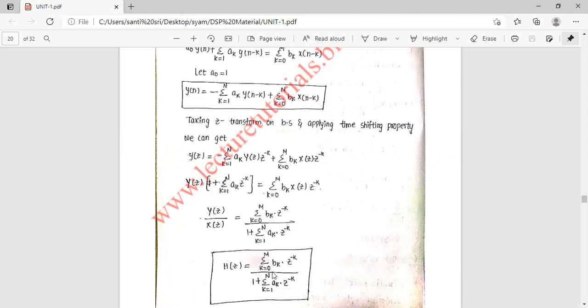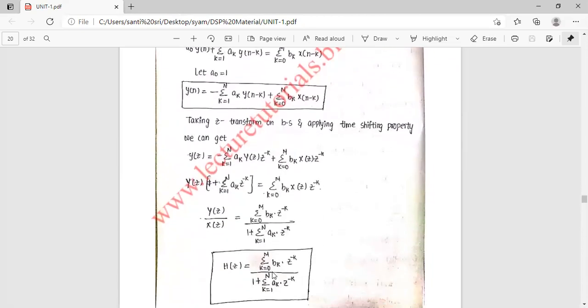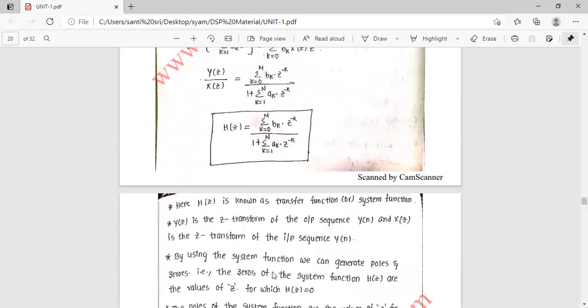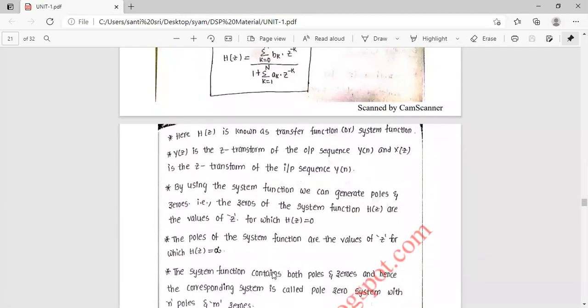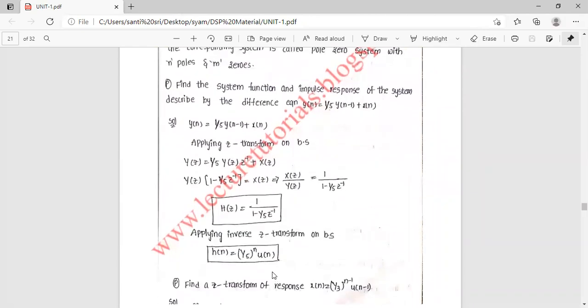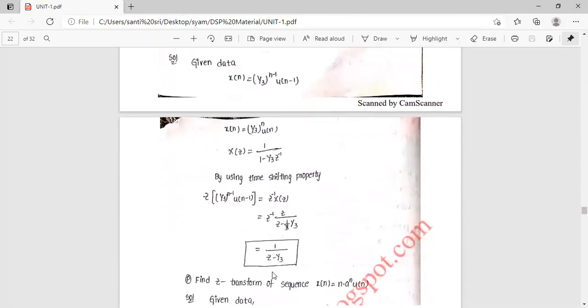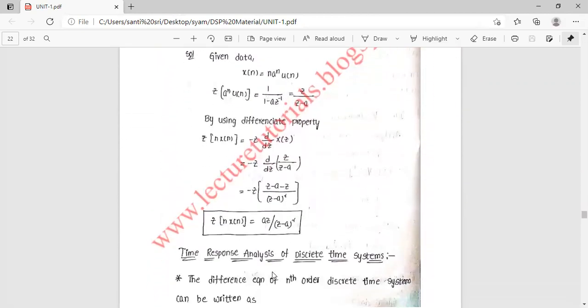This is nothing but the system function. H(z) is nothing but the system function, or it is also called the transfer function. Transfer function or system function. So after that we have done some problems related to the system function or transfer function. These are all the problems.